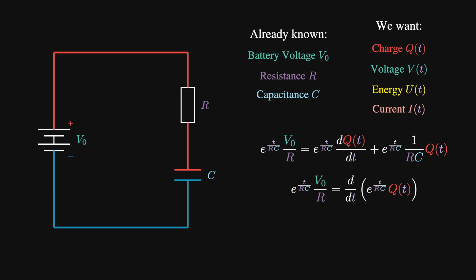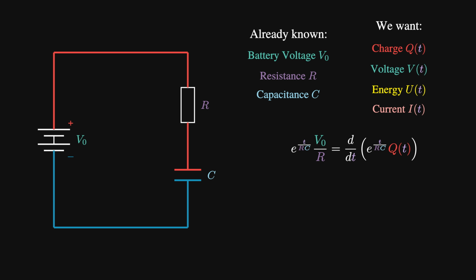If you're not convinced that this line equals the previous line, feel free to pause the video and evaluate this derivative yourself. Anyway, this is now an easy equation to solve, and we can do it by simply integrating both sides, which is easy to do. On the right-hand side, this removes the derivative term, and on the left-hand side, we just need to integrate this with respect to time. Integrating exponentials is easy.